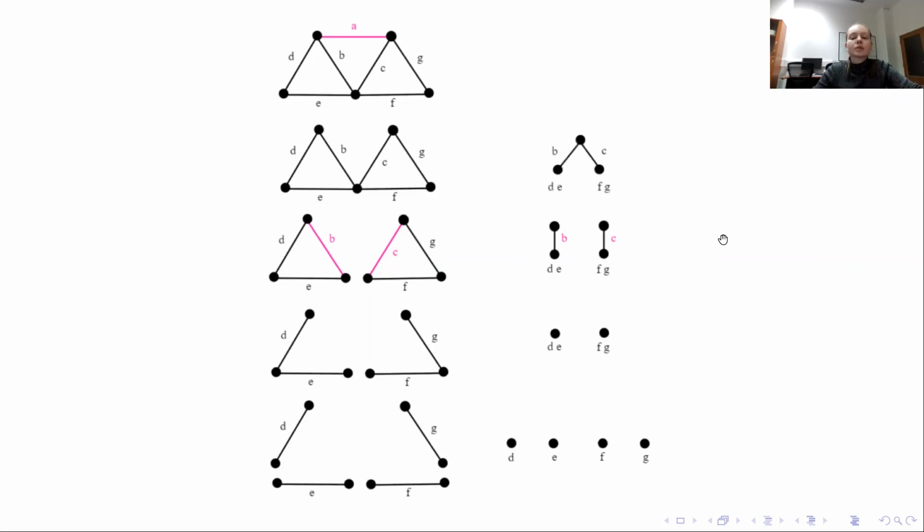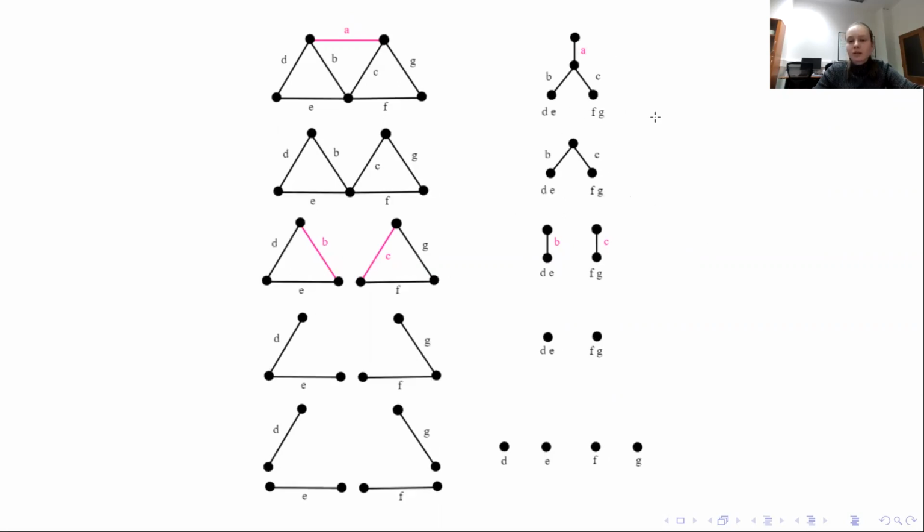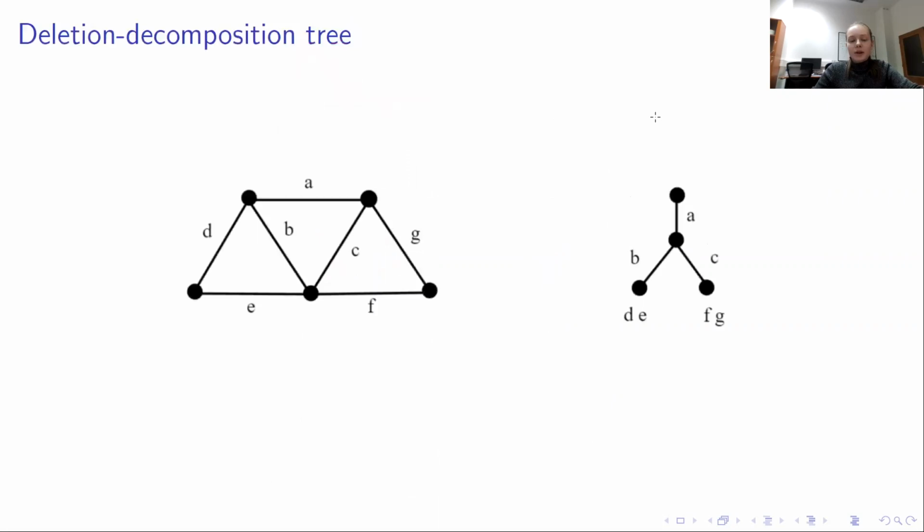So I obtain a decomposition of height 2. And in the final step, again, since I was deleting this edge A here, I will create a new root and attach it to the already obtained decomposition and label it by this edge A. So this is the way I could obtain the simple deletion decomposition tree of this matroid. And then the height of this decomposition tree is the deletion depth of the matroid.